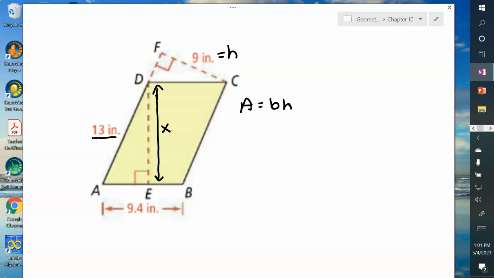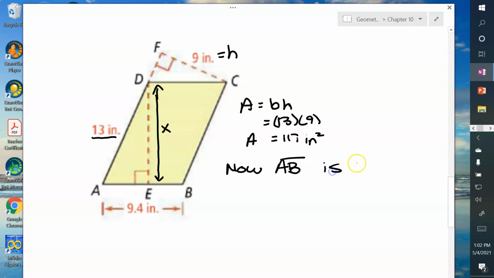So starting with our area, which I know is going to be 13 inches times 9 inches, that gives me 117 square inches. Now treat the 9.4 inches as a base. So line segment AB is the base. And line segment DE is going to be the height.